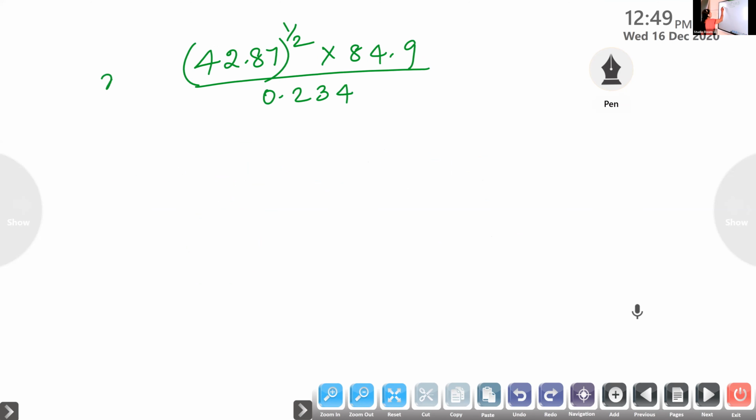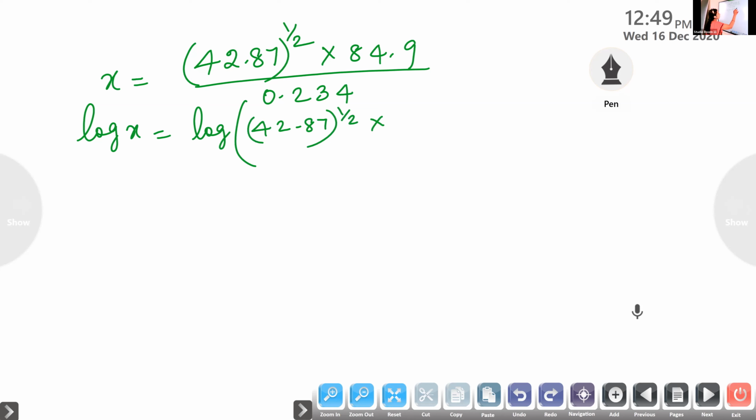Okay, so what we will do? First step, you name it as x. Then what do you have to do? In order to do the calculation easily, we are going to use log. You take log on both sides. So log x is equal to log of 42.87 raised to half into 84.9 by 0.234.